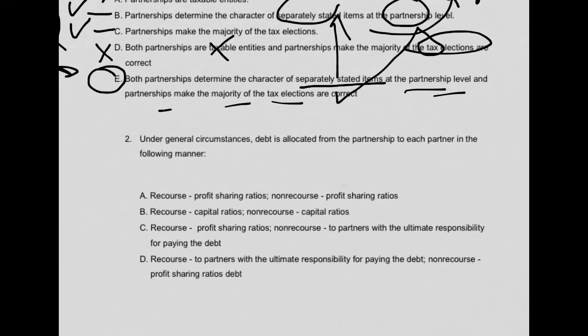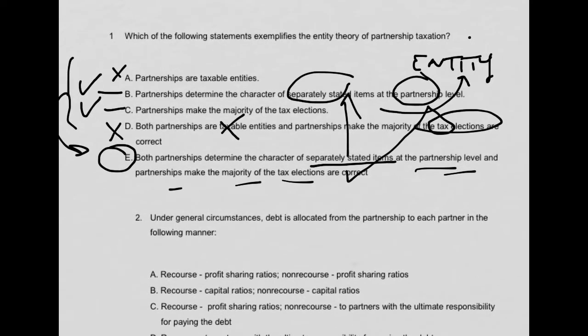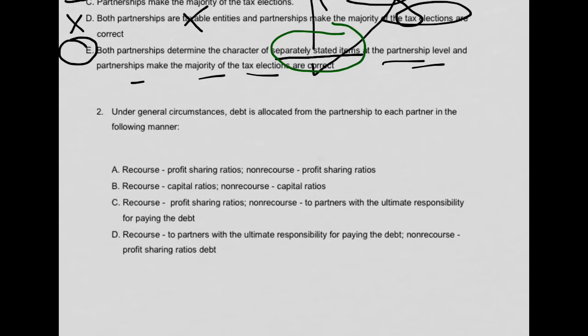Under general circumstances, debt is allocated from the partnership to each partner in the following manner. This we really covered in class, and this should have been a no brainer. Perhaps the previous question was harder, since we didn't talk overly much about the fact that separately stated items are part of the entity theory. It is mentioned in the textbook, and I did mention in class, you have to think through when something is true, why is it? Is it the entity theory or is it the aggregate? So if the partnership makes the determination of the separately stated items, that must be an entity theory concept. So it might have taken a little thought there.